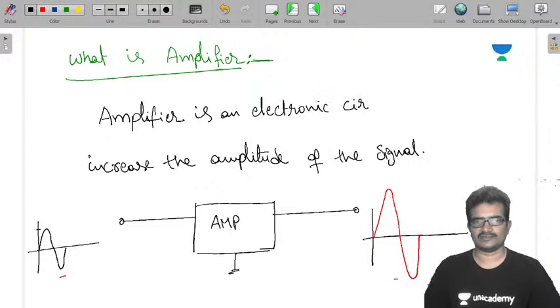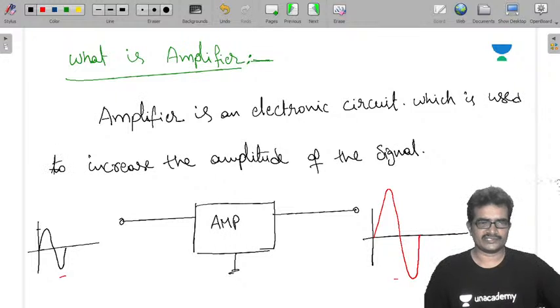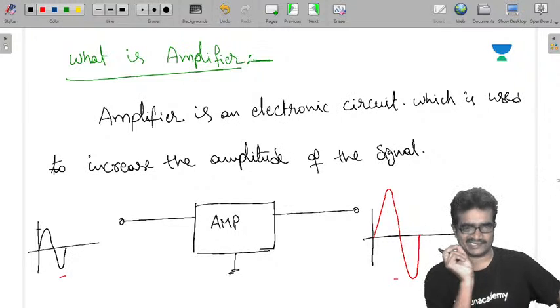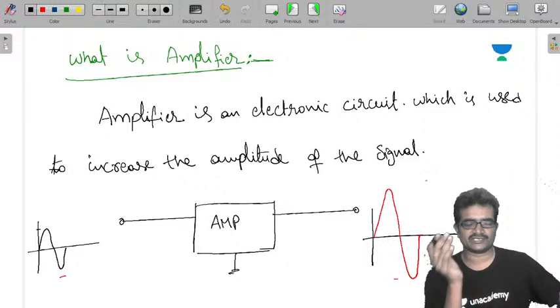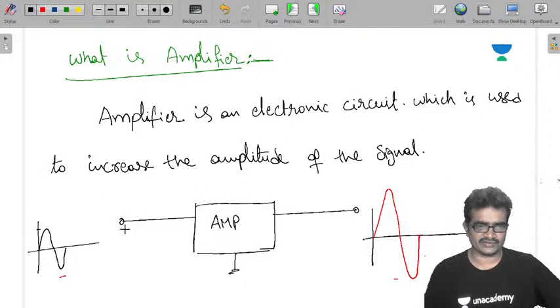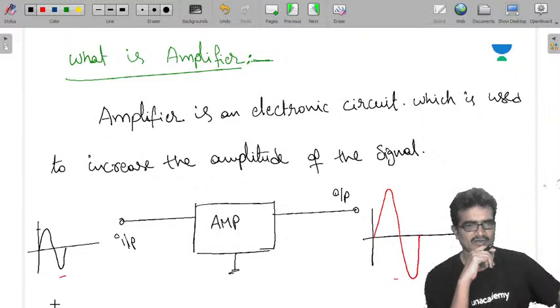Electronic circuit, which is used to increase the amplitude of the signal. Whatever the input signal we have, to increase the strength of that input signal, we are going to use that. So it is the input and it is the output. That is the amplifier.